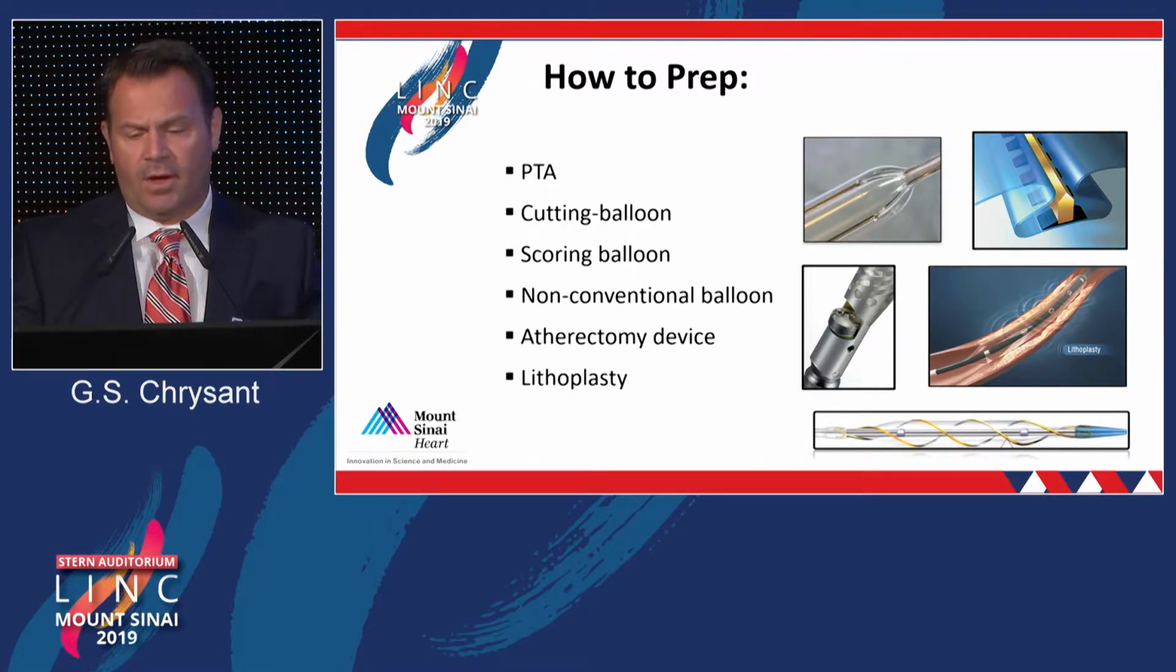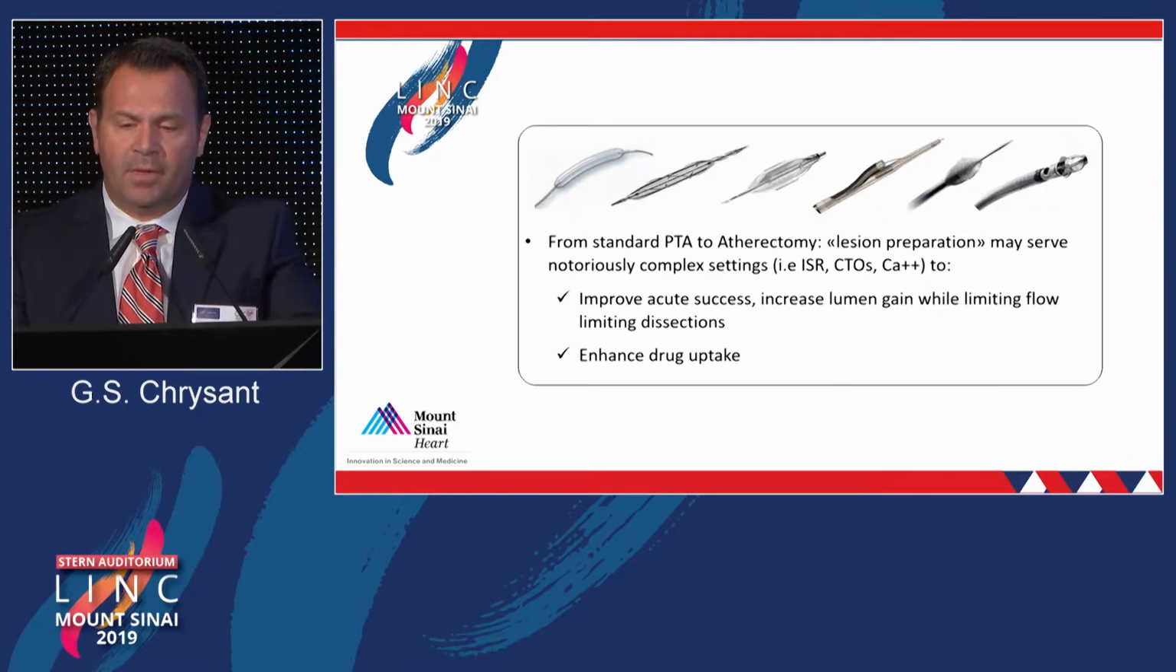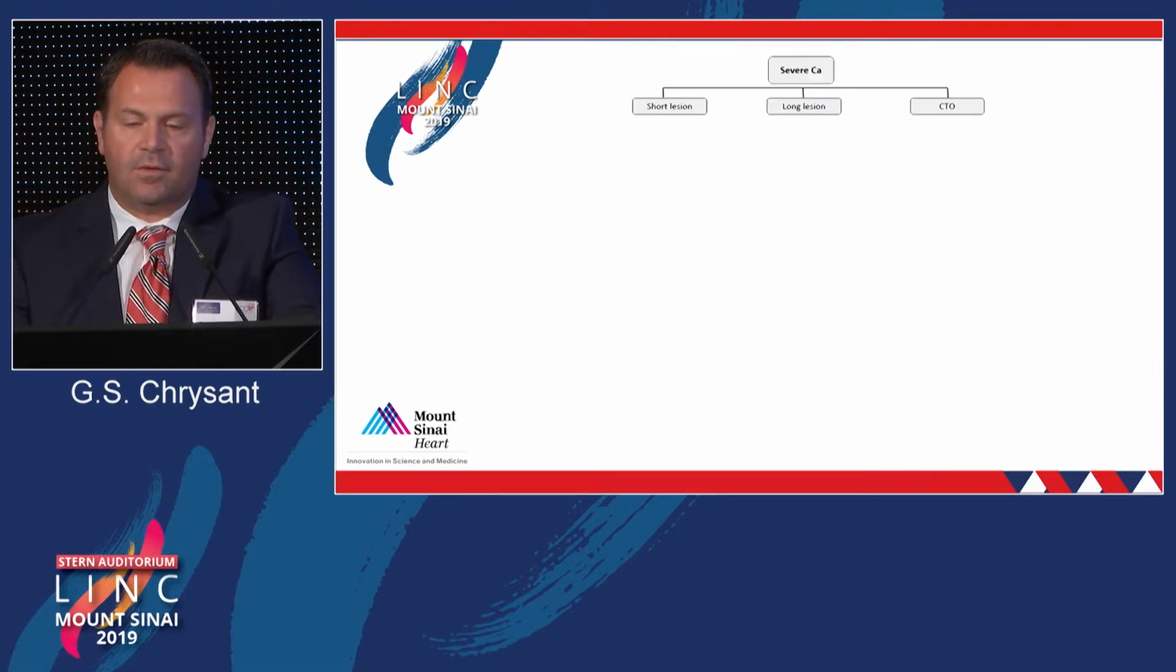And this can happen with a variety of different equipment. So sometimes just a plain old balloon works. Sometimes specialty balloons can be advantageous. Sometimes you need Kevlar balloons, whatever it takes to get the vessel prepped. And then oftentimes, especially with calcium, atherectomy devices and now lithoplasty become viable options. And all of these are used so that you improve the acute outcome and you increase the lumen gain, get the biggest area you possibly can so that you can actually get the drug to where it needs to be.